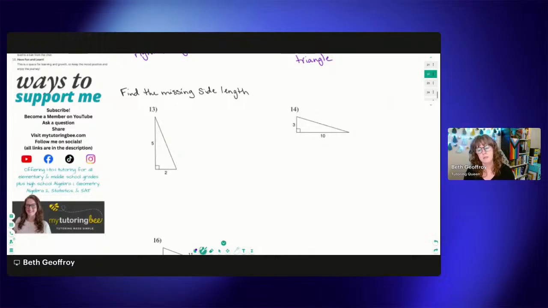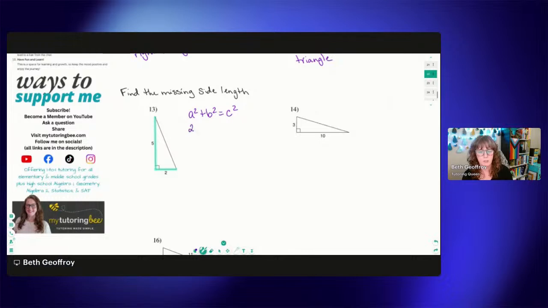Because these two sides create that 90-degree angle, we know that these are the A and B sides. These are the legs of the right triangle. So again, A squared plus B squared equals C squared. And again, it doesn't matter. You can make 5 A or you can make 5 B.